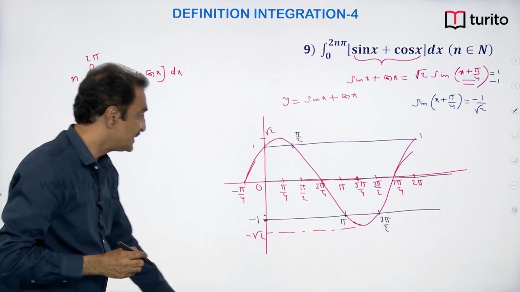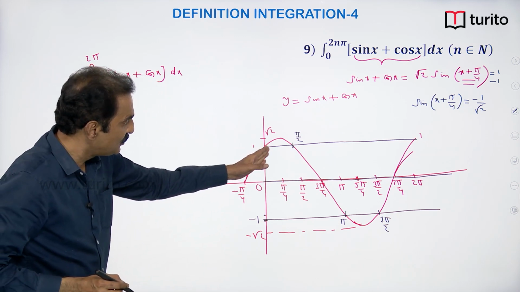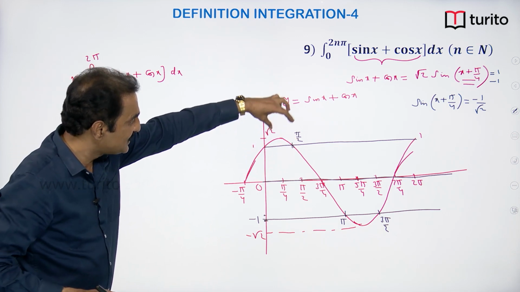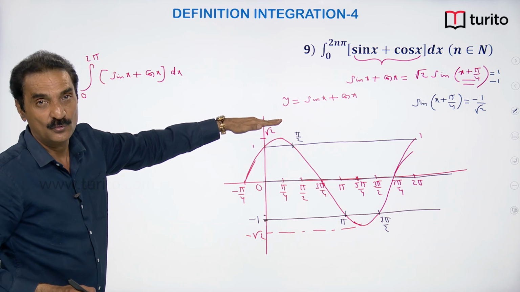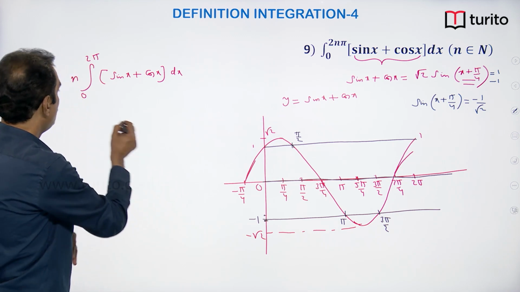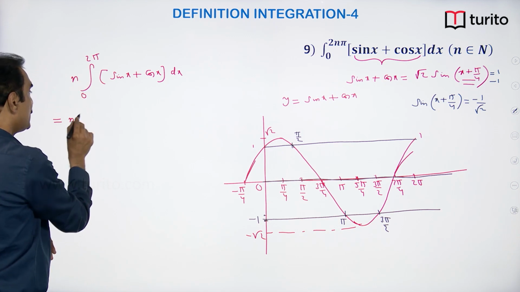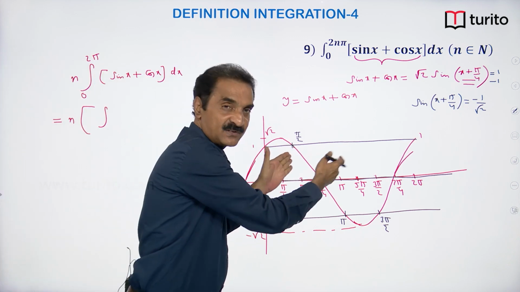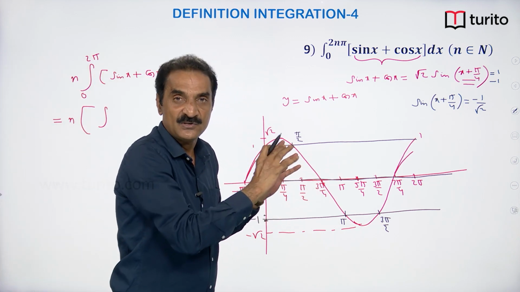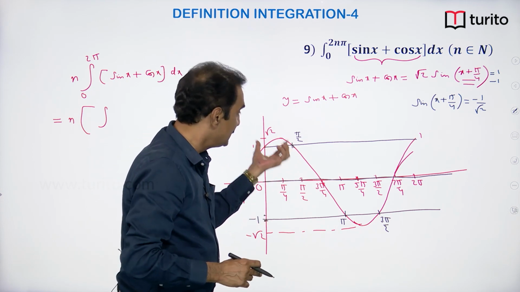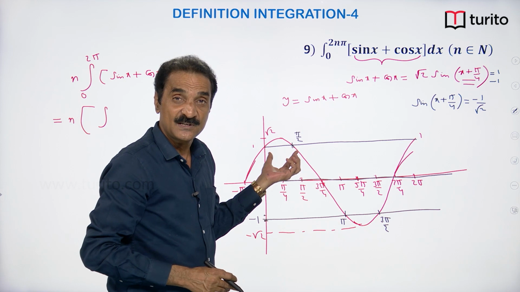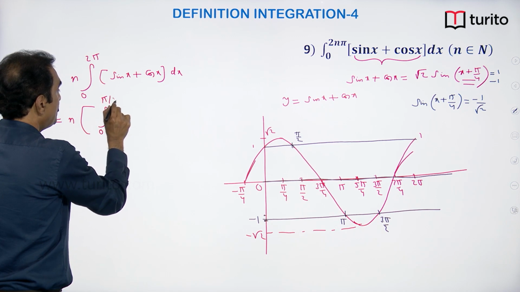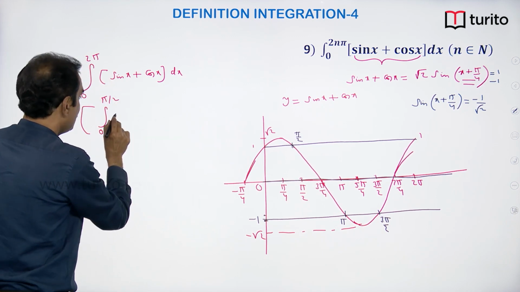First consider 0 to pi by 2. In the interval 0 to pi by 2, sin x plus cos x lies in the interval 1 to root 2. What is the integral part? 1. So first I will write n outside, n into, I want to integrate from 0 to 2 pi, but in different intervals of x there are different values of sin x plus cos x. In the interval 0 to pi by 2, the integral part of sin x plus cos x is 1.